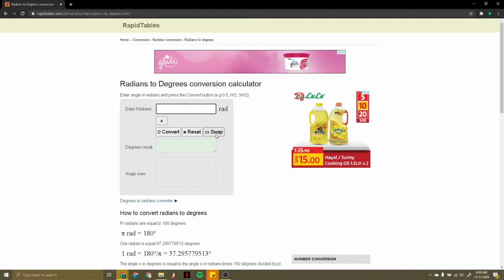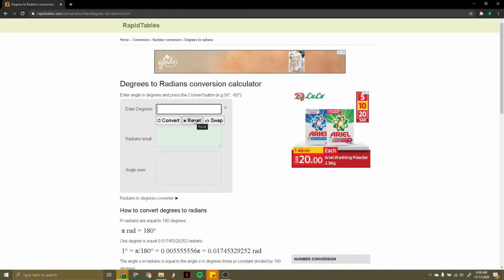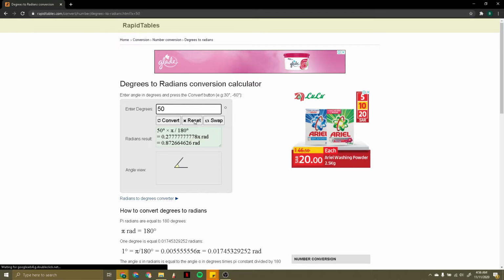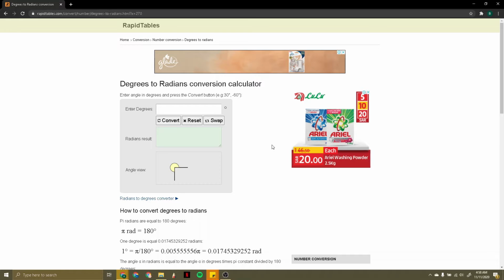And then you have this button which is reset. Like if we put 50 and then you press enter, and then you suddenly realize that you put the wrong degrees, just click reset. And if you don't have an enter key, or just in case, if you put 70, you can click convert. And then we have an angle view which will show what angle you are referring to. And today I'm going to be showing examples, converting degrees to radians and converting radians to degrees.